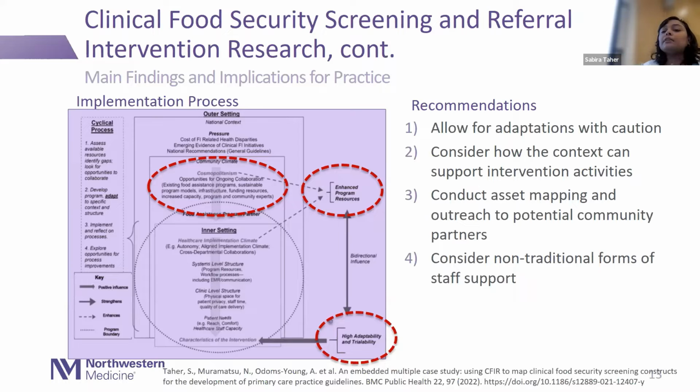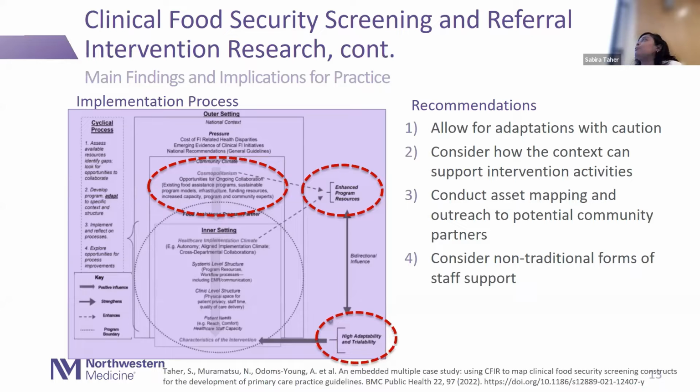Also, consider how the context can support intervention activities. As I mentioned before, this community climate was so important for this intervention. Some health systems had partnered with the Chicago Food Depository. And so a referral mechanism was not only enrolling people in SNAP benefits, but also sending them to this food truck that was parked right outside the doctor's office. As soon as they got a referral, they could go shopping for free food, free produce specifically. And so that was one specific community partner that this health system had already created and established and been working with. So I think it's also important to conduct asset mapping and outreach to potential community partners.